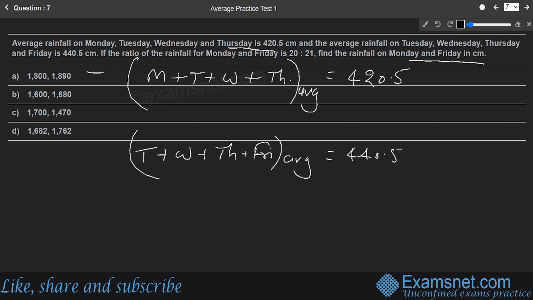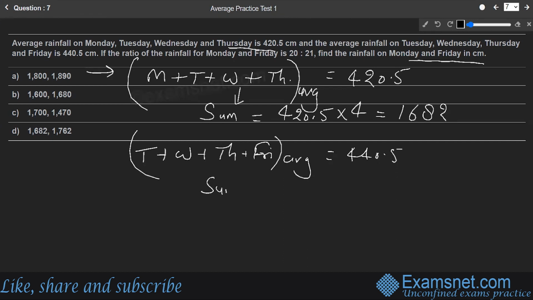So for the first thing, Monday, Tuesday, Wednesday, and Thursday, the average is 420.5. So what is the sum? The sum of this particular category is going to be the average multiplied by the total number of days involved. The average is 420.5. How many days are included? 1, 2, 3, 4. So there are 4 days included. If you multiply, the sum becomes 1682. So this is the total rainfall of the above 4 days.